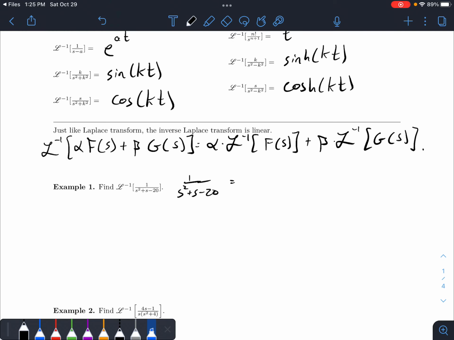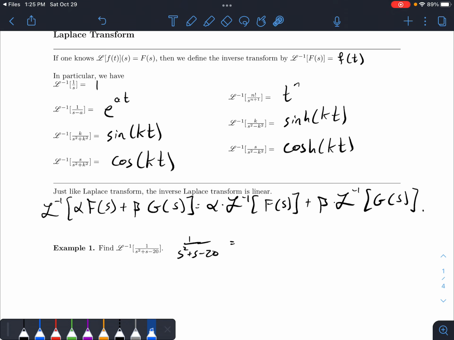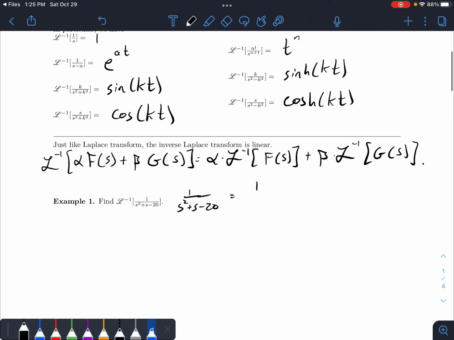We would like to write this as a linear combination of things from this table if we can. And so what we do is we start by factoring our denominator. This would be s plus 5 times s minus 4, and then split it up using partial fractions. So this will be A over s plus 5 plus B over s minus 4.